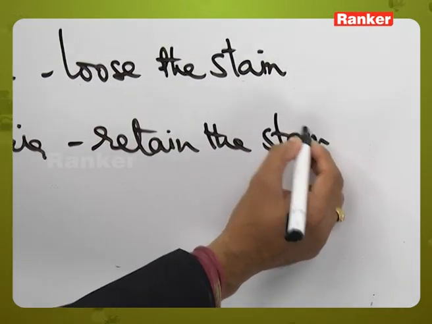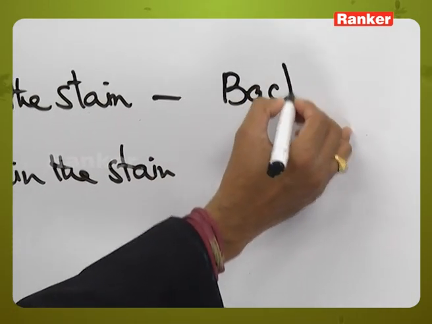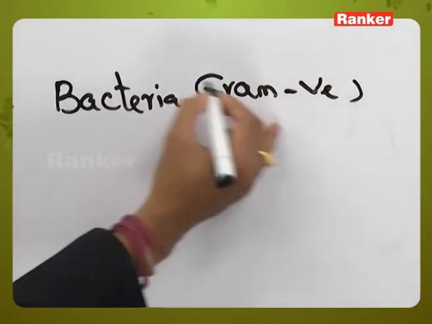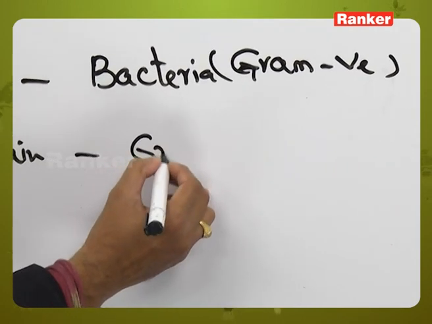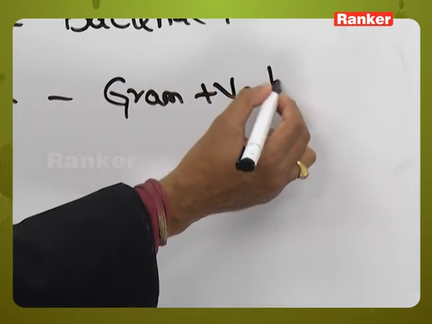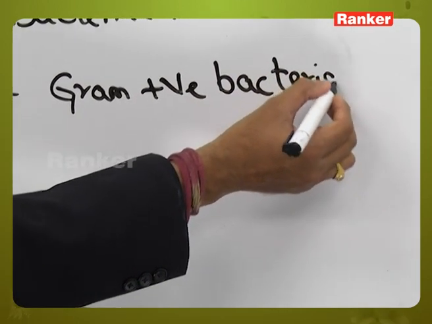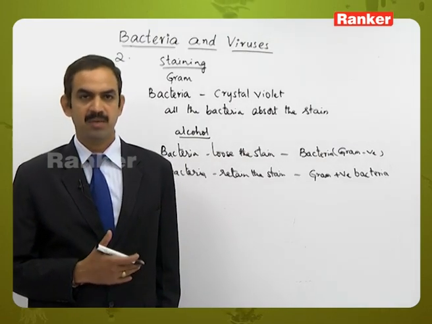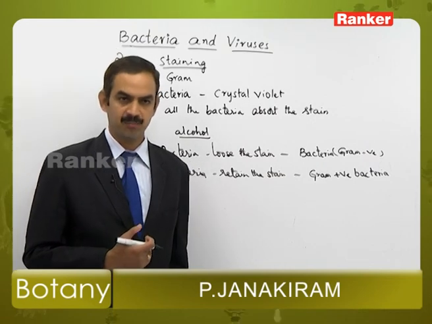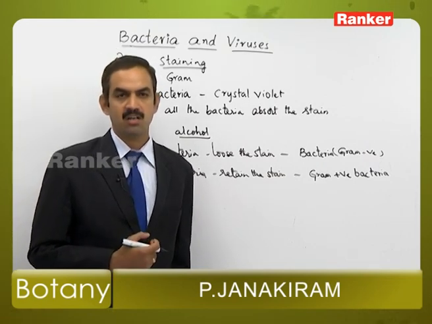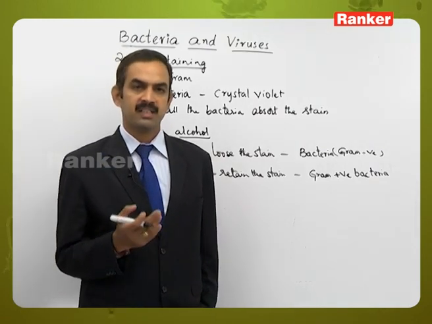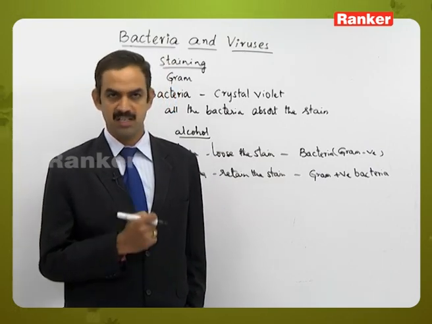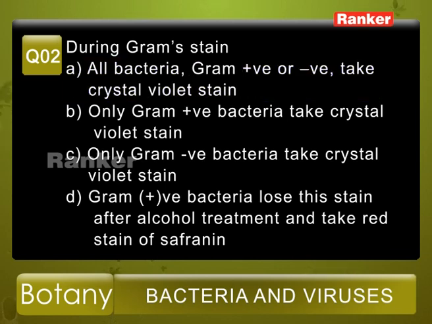The bacteria which lose the stain are called gram negative bacteria, whereas the bacteria which retain that stain are called gram positive bacteria. So this is one way to differentiate the bacteria depending upon the cell wall material that is present in them. So from the given options, we can say that all the bacteria will take up the gram stain, whether it is a gram positive or a gram negative bacteria, in the first step. So from the given options, option A is the correct answer.